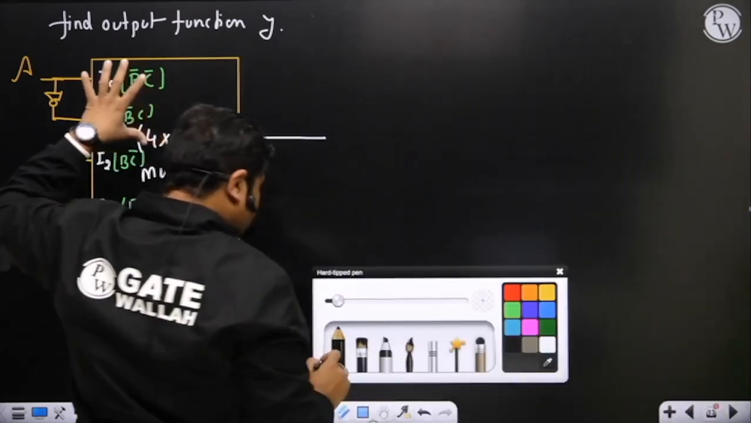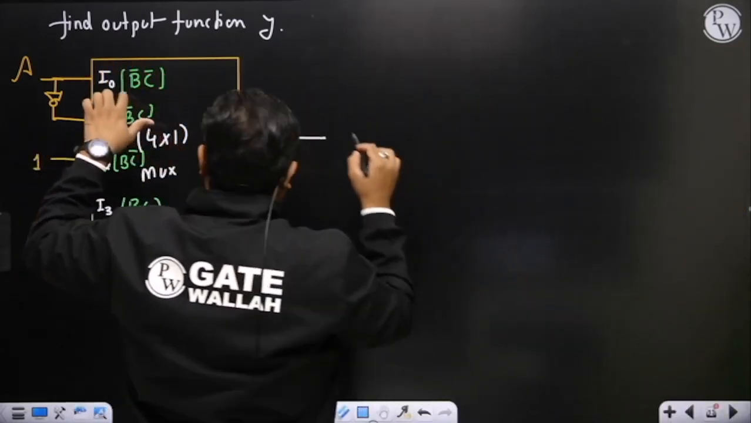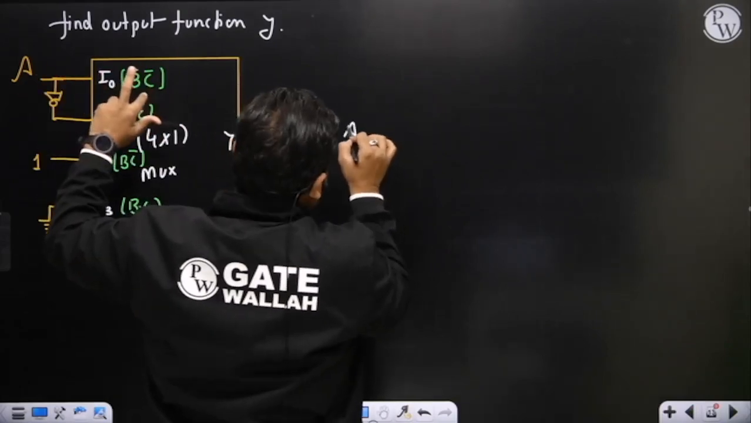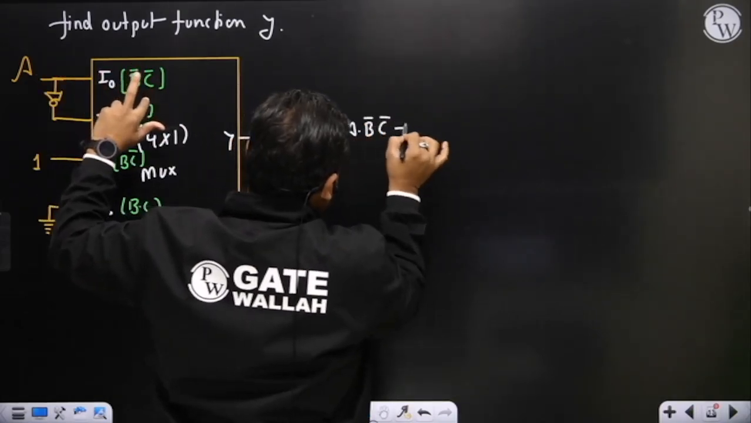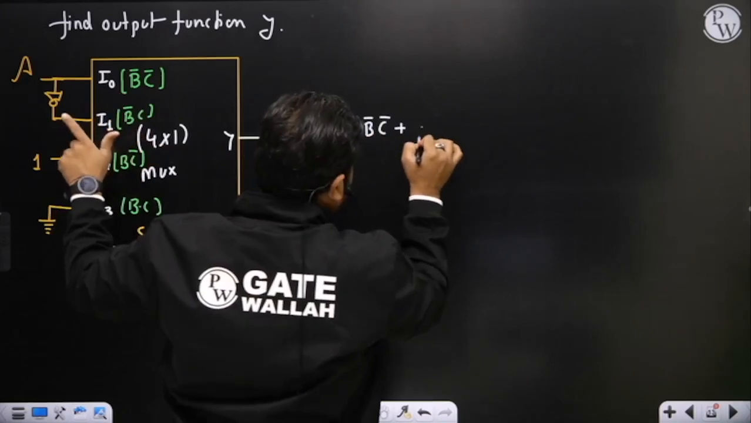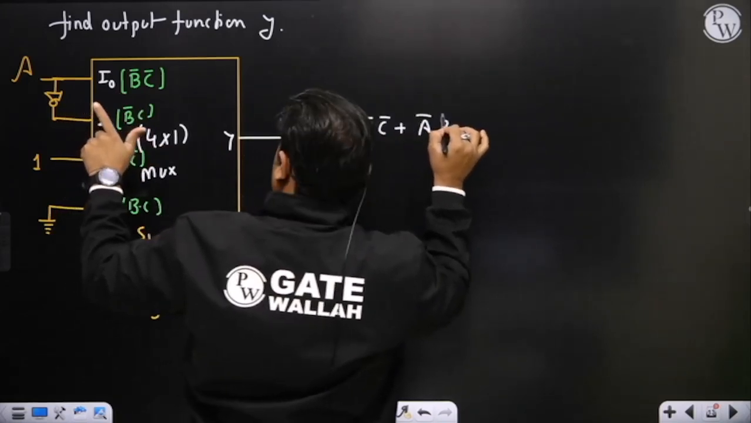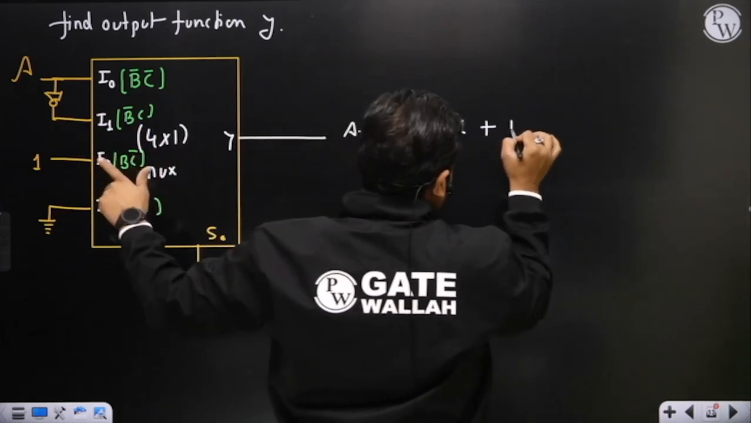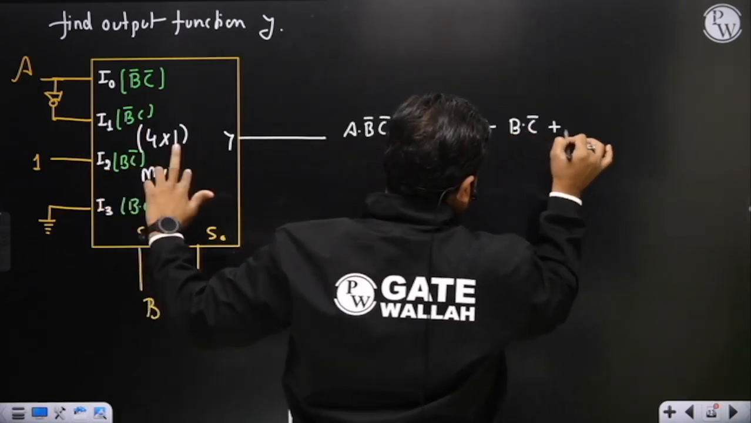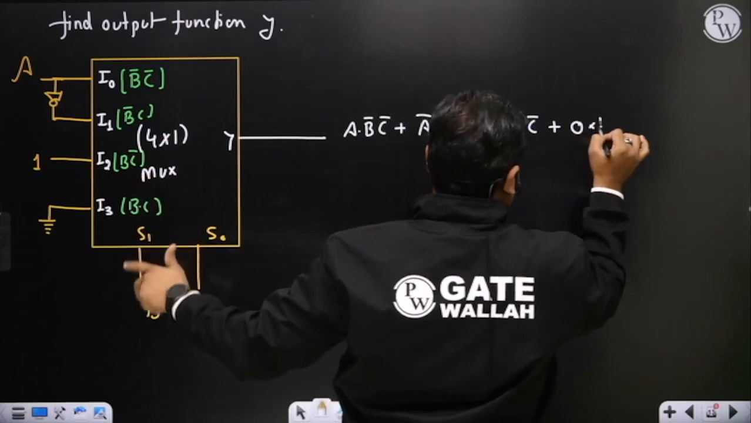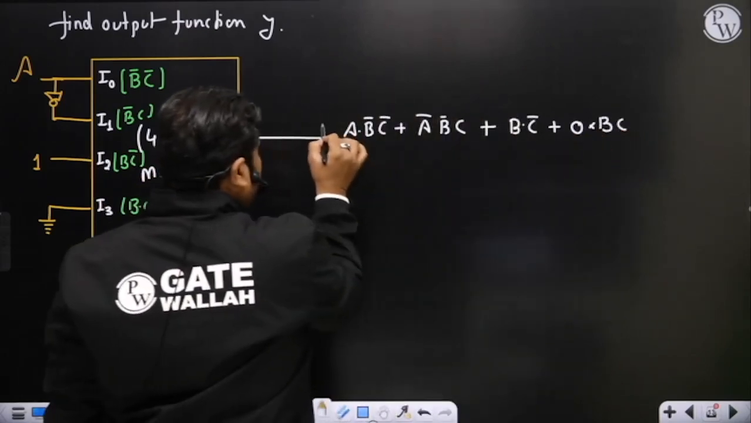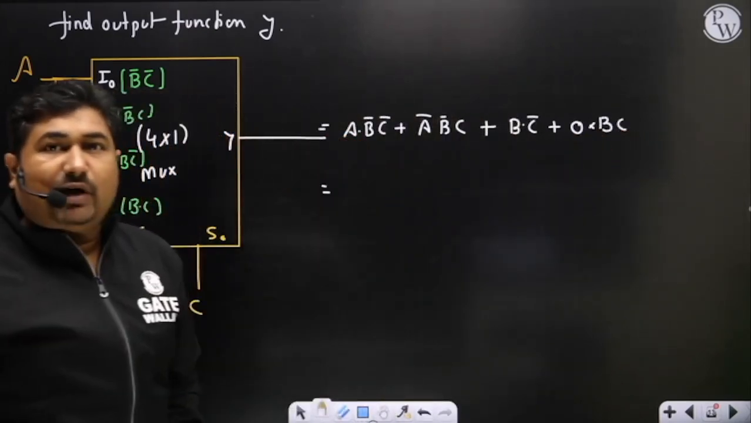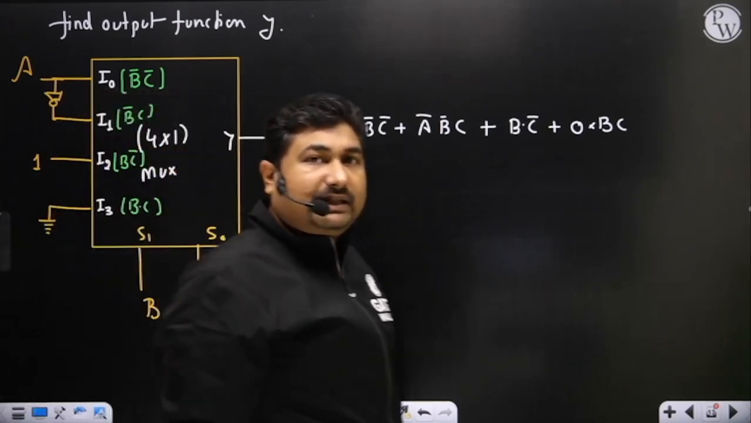Yes. So, this will become A into B bar C bar, plus B bar C into A bar, plus 1 into BC bar, plus 0 into BC. Great, sir. Now, we are not able to understand what actual function will be implemented by the multiplexer.